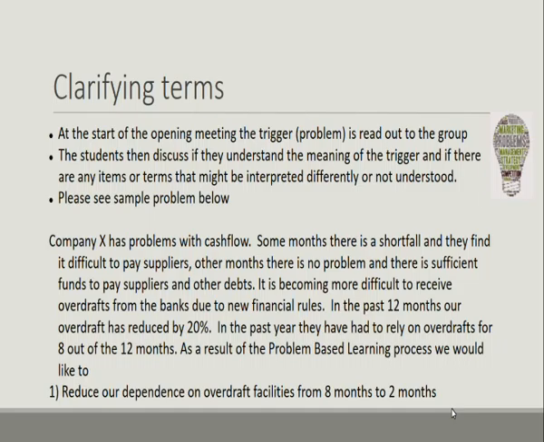Company X has problems with cash flow. Some months there is a shortfall and they find it difficult to pay suppliers. Other months there's no problem and there are sufficient funds to pay suppliers and other debts. It's becoming more difficult to receive overdrafts from banks due to new financial rules. In the past 12 months, our overdraft has been reduced by 20%. In the past year, they've had to rely on overdrafts for 8 out of the 12 months of the year. As a result of the PBL process, we would like to reduce our dependence on overdraft facilities from 8 months to 2 months.